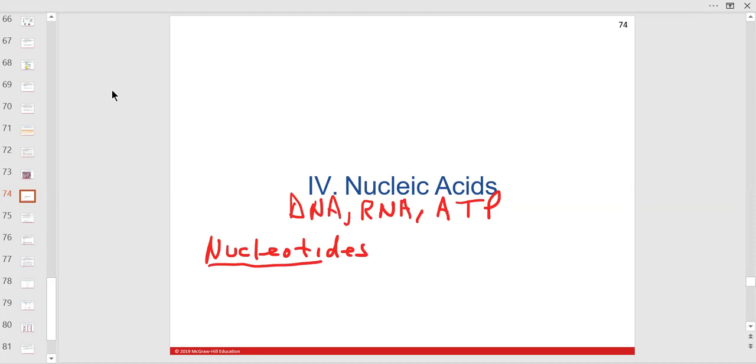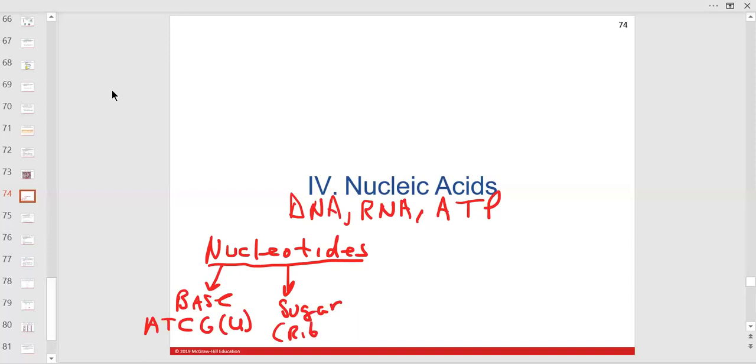And nucleotides are broken down into a nitrogenous base, right? A, T, C, G, and then U for RNA. Sugar. I'll give you a little hint. It's usually ribose or deoxyribose. And what else? Anybody know? Begins with a P, ends in a fate. Phosphate.